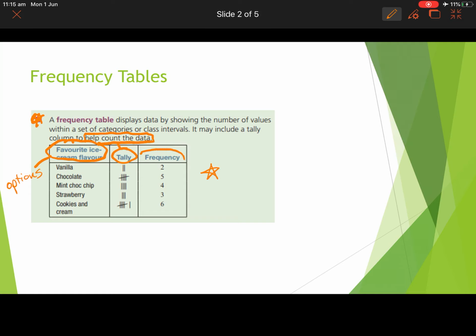And then you've got a column for frequency, which is the number of people. So for this one, it might be there are 2 people that chose vanilla and there are 4 people that chose mint choc chip. Okay, so it's just a way of organising our data and displaying it.